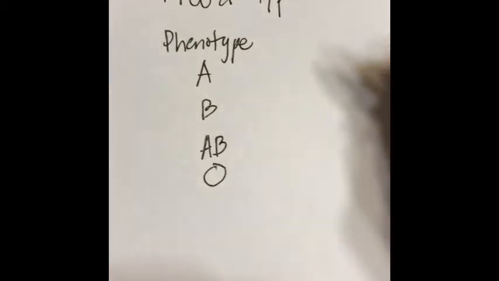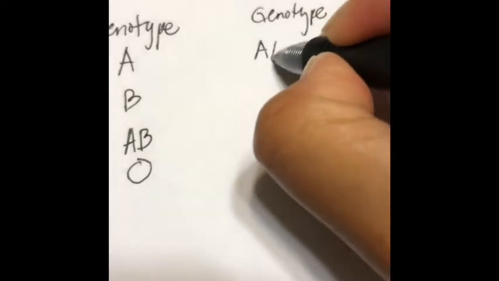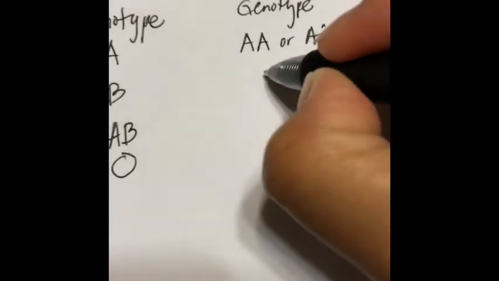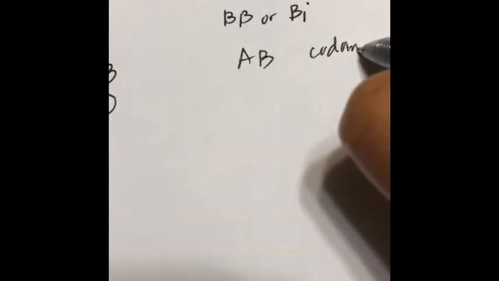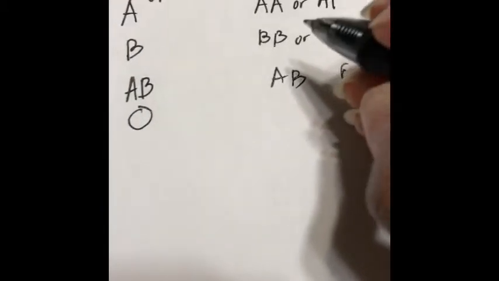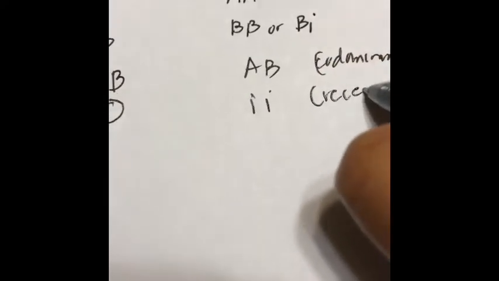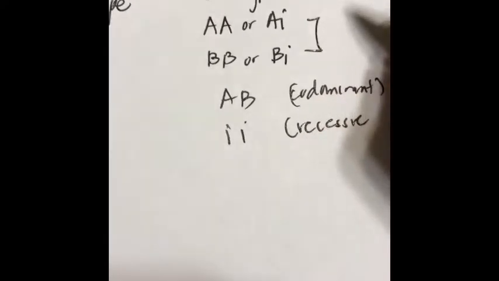As a review, the last time we learned that there are 4 different blood types. There are 4 phenotype blood types: blood type A, B, AB, and O. With genotypes, AA or AI, we have B or BI, we have codominant AB, and we have blood type O, which is the recessive, which means A and B are the dominant.